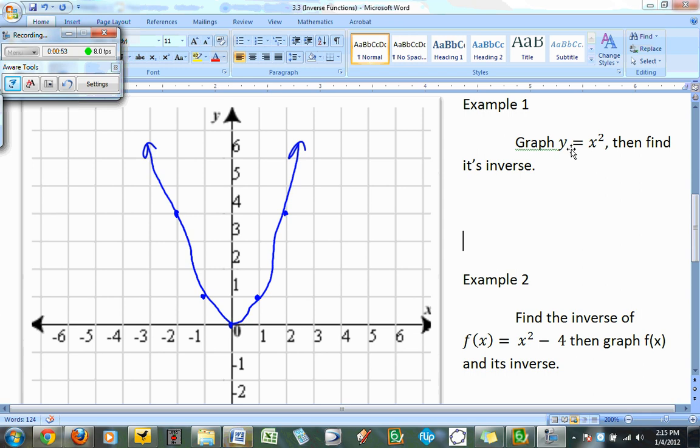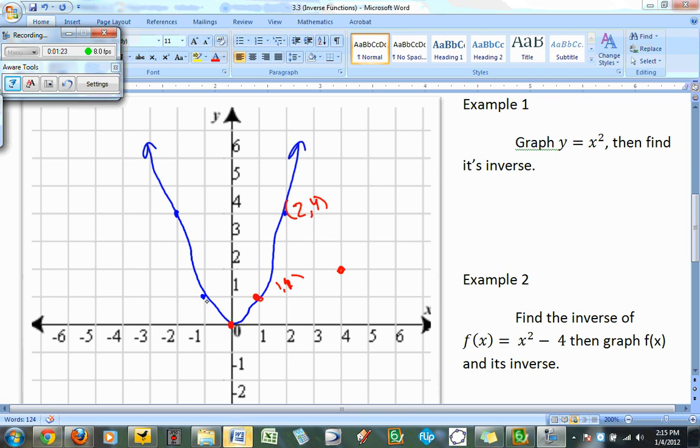So it says graph y equals x squared, then find its inverse. Well, we know the inverse is when you just switch the x's and the y's. This ordered pair is (1, 1), so its inverse will have a graph at (1, 1). This ordered pair is (2, 4), so its inverse point will be switched around (4, 2), so over 1, 2, 3, 4, up 1, 2. (0, 0), if we switch those around, we still have (0, 0).